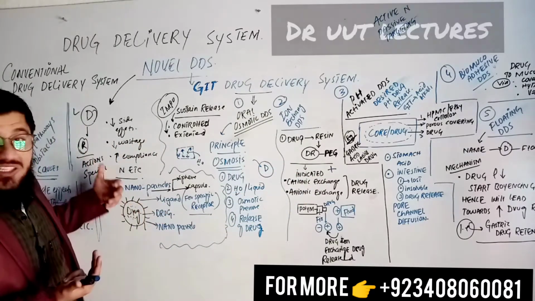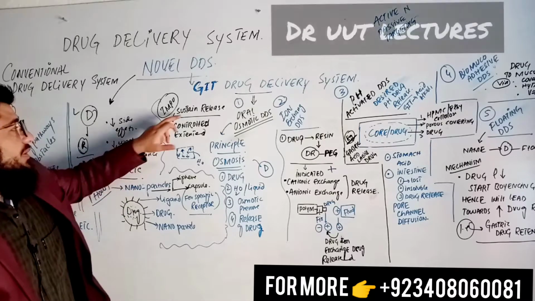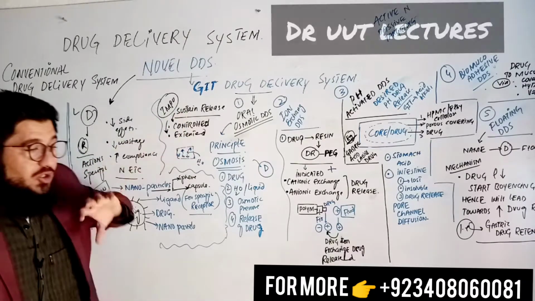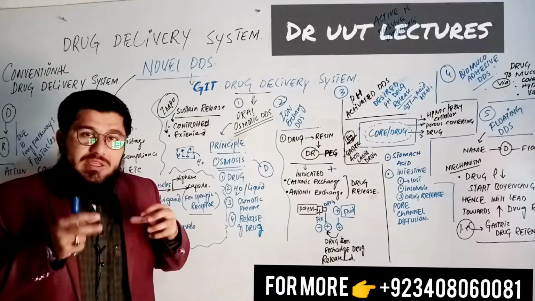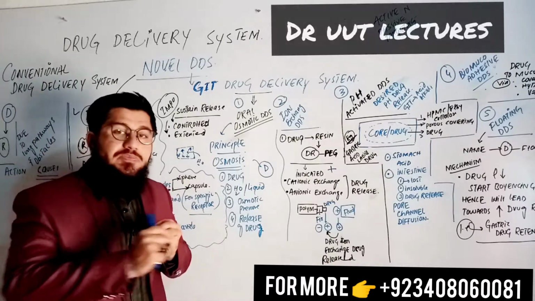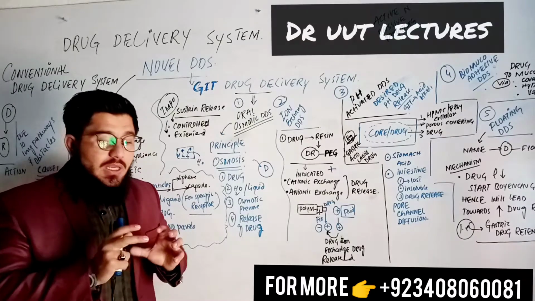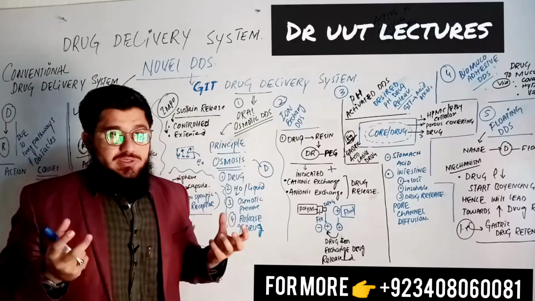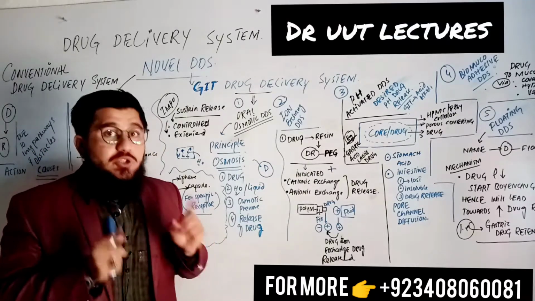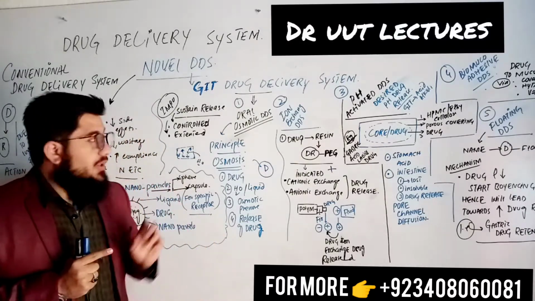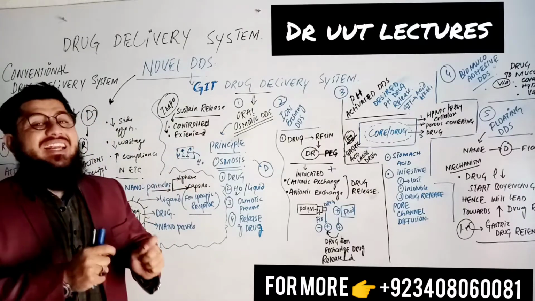Now why and how is this achieved? Simple. There will be sustained release, controlled release and extended release. For a longer period of time, the drug will be in the body and it will be releasing its content slowly and gradually. This slow and gradual release of the medicine will be in two fashions. Number one, controlled. Number two, extended.